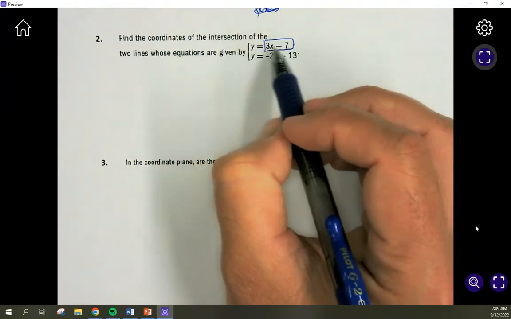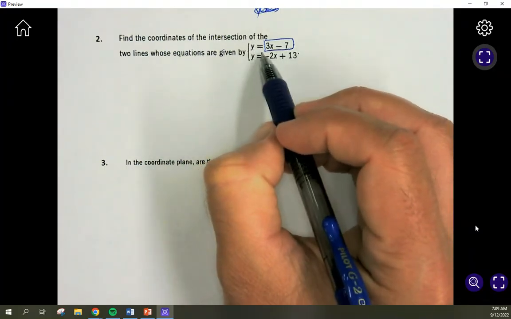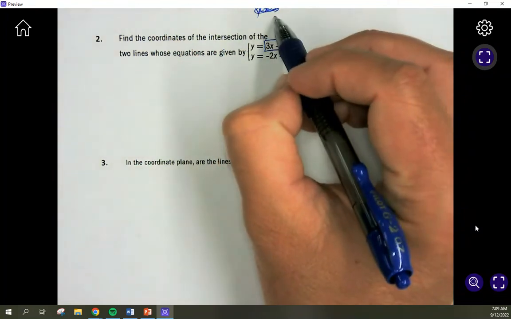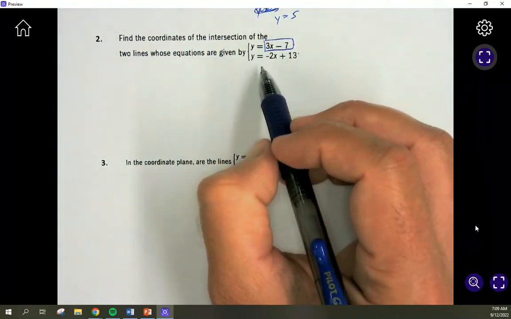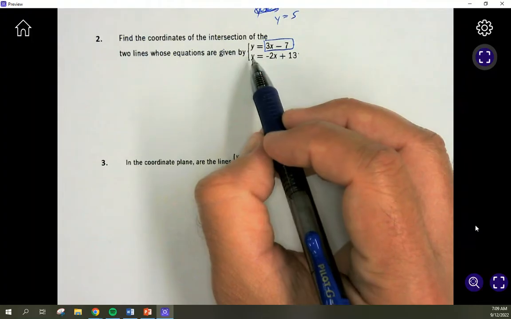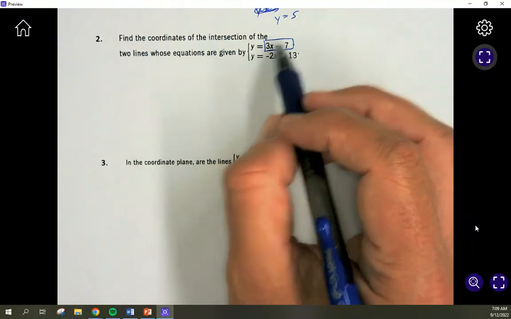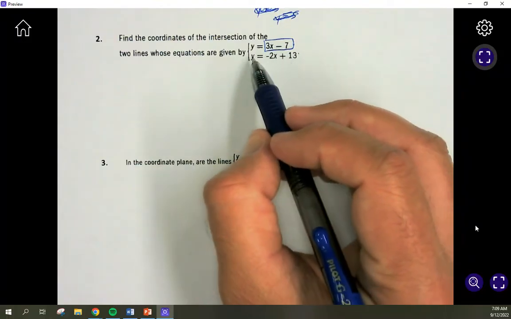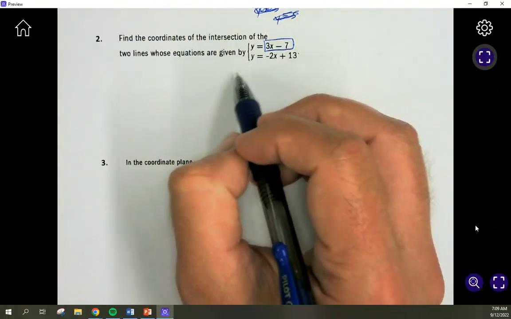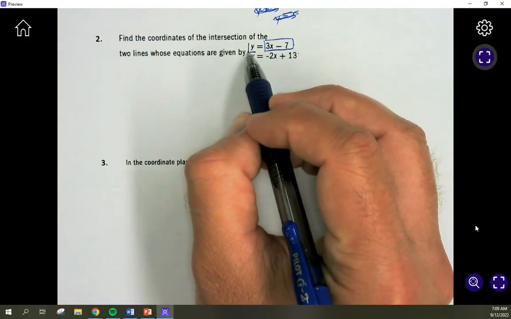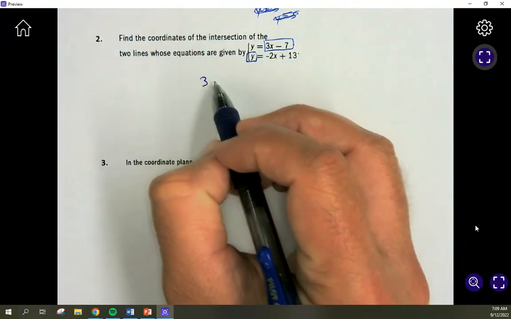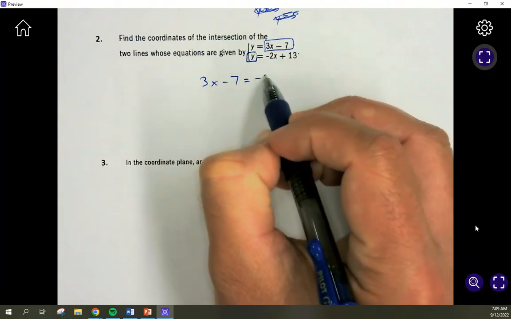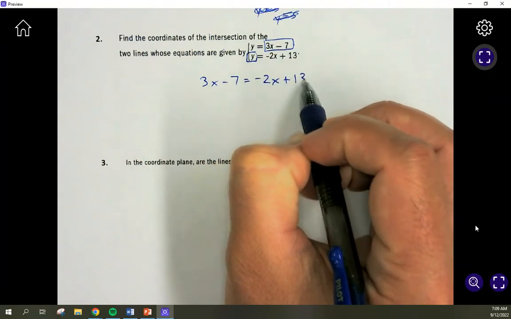So since y equals this whole thing, I can come to the other equation and change y to this because I've already said it's equal to that. Just like if I said y equals 5, you could come to this equation and plug in 5 for y. It doesn't say that though. It says y is equal to this whole thing. So this whole thing can be plugged in for y. So I'm taking this equation and I'm changing y into what it's equal to, 3x minus 7. I still have negative 2x plus 13 on this side.